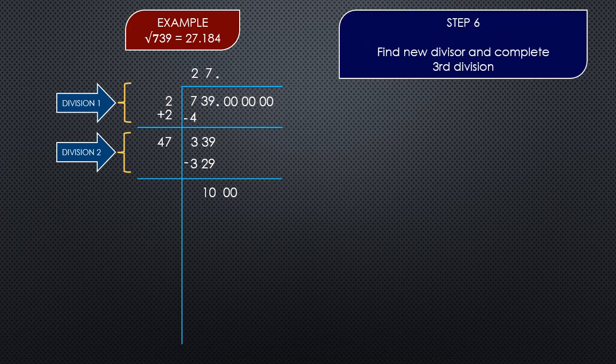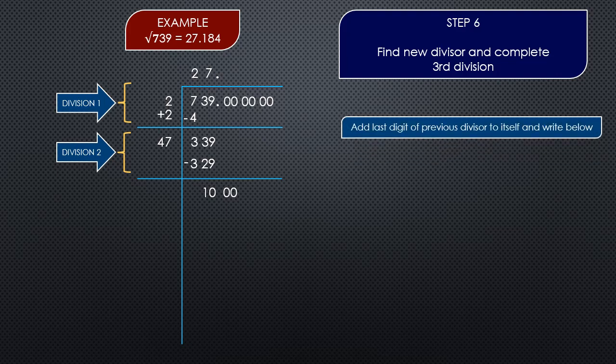The next step is to find the new divisor and complete the third division. We have done this in previous divisions, and let's do it again. Add the last digit of the previous divisor to itself and write below. In our example, the last digit of the previous divisor 47 is 7.